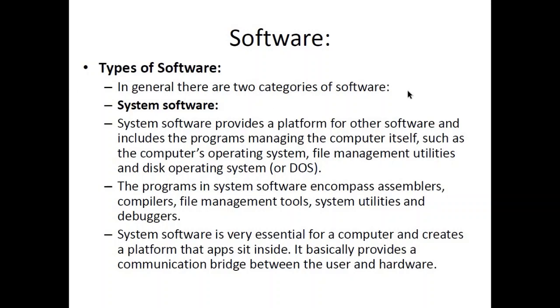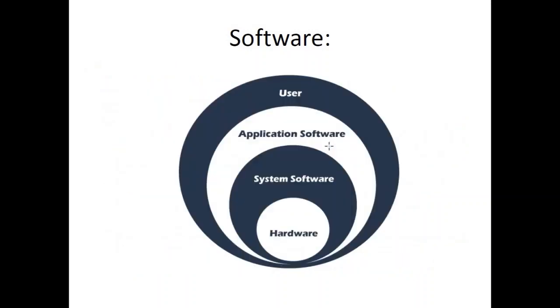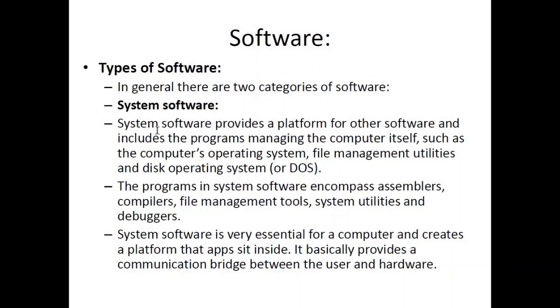Now there are two types of softwares, or two categories of software. The first one is system software, and the other one is application software, as given in the diagram. System software provides a platform for other softwares and includes the programs managing the computer itself, such as the computer's operating system, file management utilities, and DOS or disk operating system. The programs in system software encompass assemblers, compilers, file management tools, system utilities, and debuggers. These are all examples of system softwares.